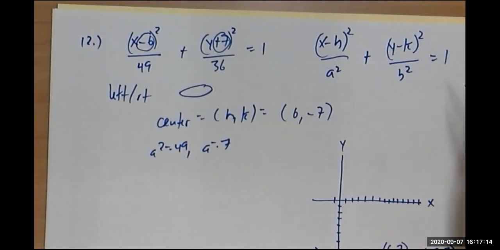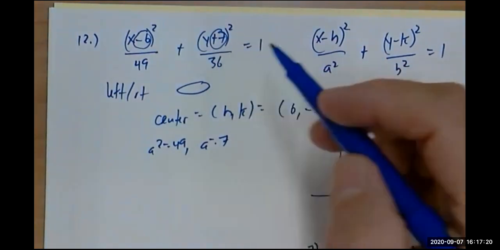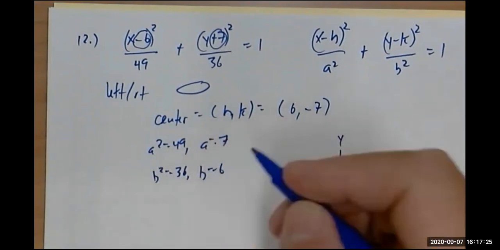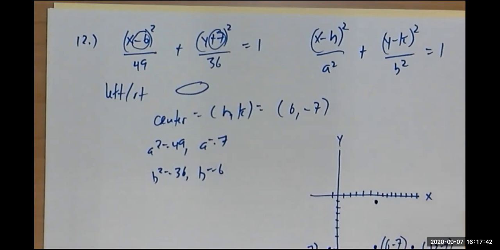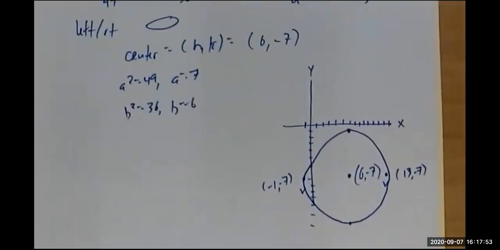Now to be able to graph the ellipse, I need the b to go up and down. Well, b squared is 36, which means b equals 6. So from here, I'm going to go up to right here, then I got to go down 6. So this ellipse almost looks like a circle a little bit. My picture's not going to be too great because it's hard to tell, since this is just a rough sketch.